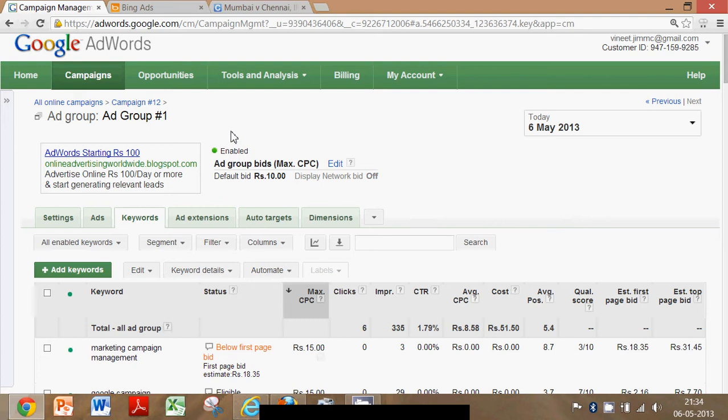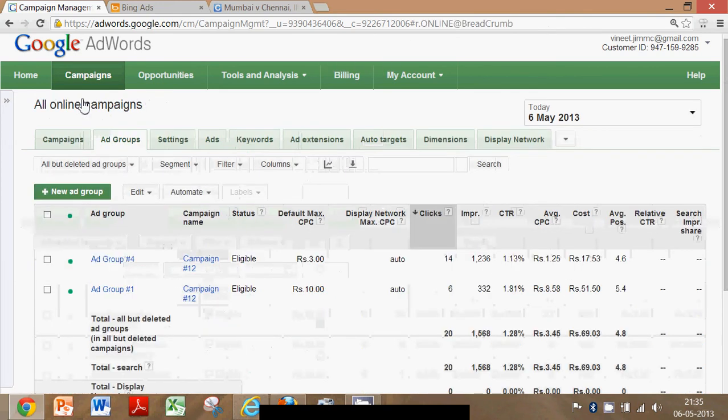If you're getting good leads in 50 rupees, you can go in 50 rupees, you can go in 100 rupees, there's no problem. Now, to balance out my campaign, because otherwise it can turn out to be pretty expensive, I've also got another ad group, which is ad group number 4. Here keywords are very, very general, and they get a lot of impressions.